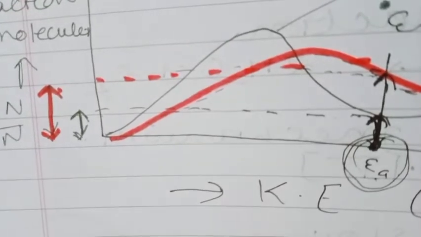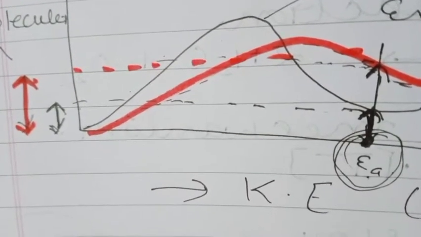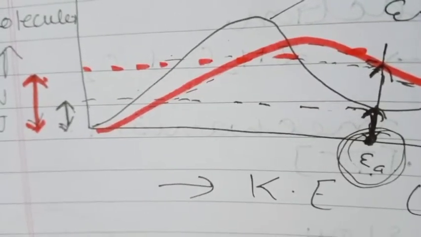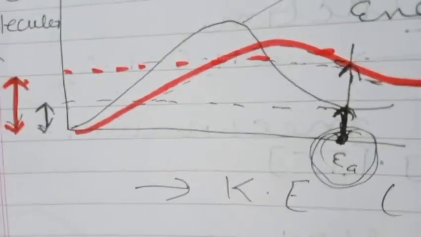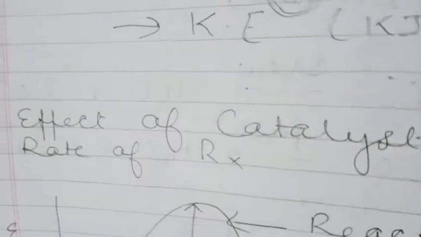Now more molecules have energy equal to activation energy, so such molecules will react together and form the product. Hence the fraction of molecules possessing energy equal to or greater than activation energy is increased, thus the rate of reaction almost becomes double. Now we will discuss the effect of catalyst on rate of reaction.